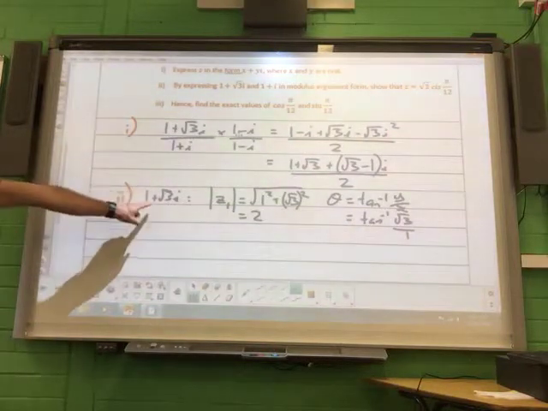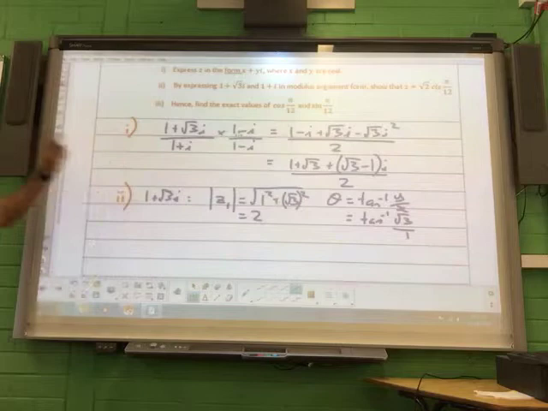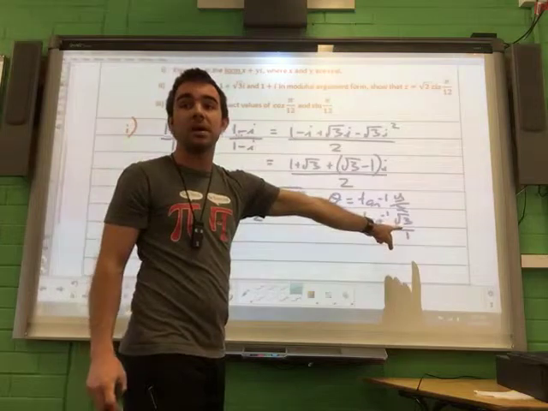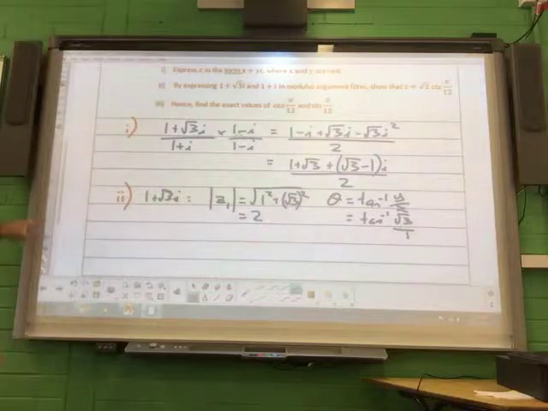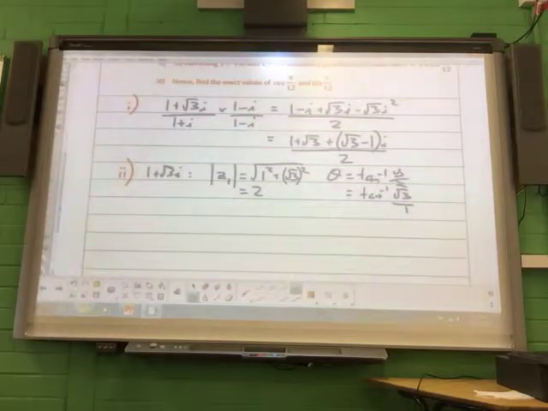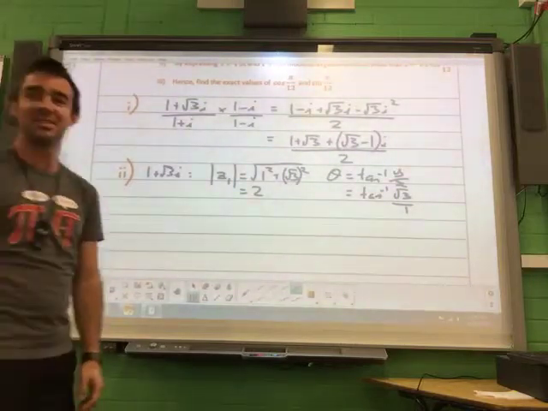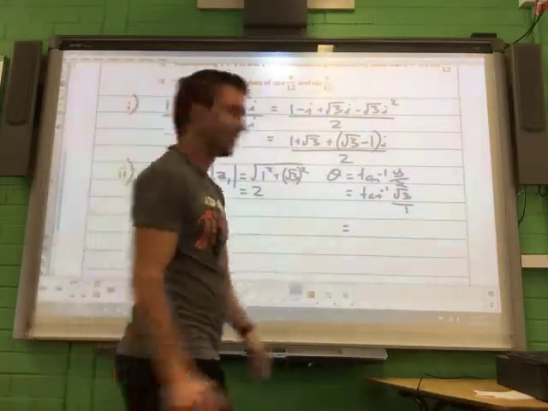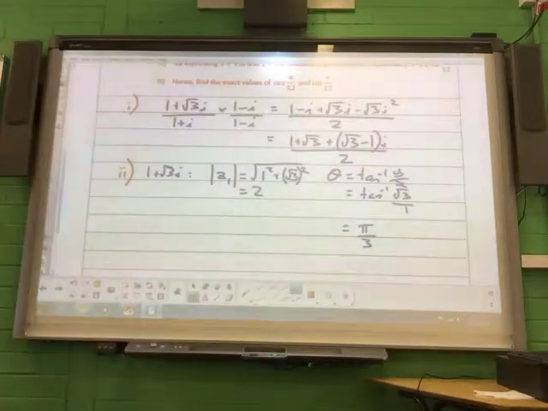All right. So, which quadrant is this complex number in? The first, because both the real and imaginary part are positive. Okay, so that means we just need to treat it as the basic angle in the first quadrant. So what's tan inverse of root 3? What angle makes root 3? 60, yeah, 60. Which is what in radians? Pi on 3.